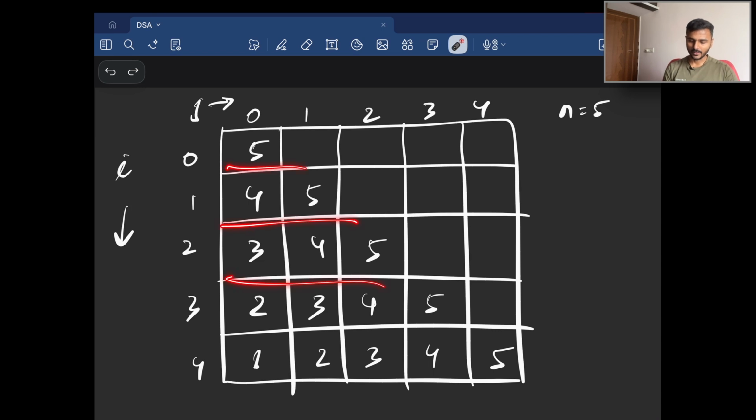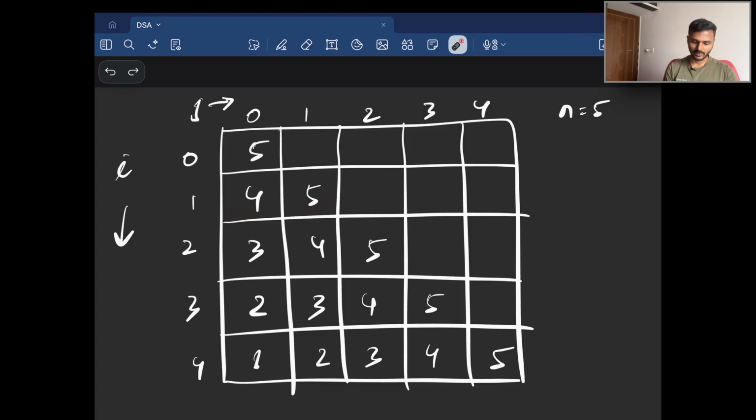So let's go row by row. So what we see is when I is 0, we print 5. When I is 1, we start from 4 and stop at 5, right? When I is 2, we start from 3 and we stop at 5. When I is 3, we start from 2, stop at 5. When I is 4, we start from 1 and stop at 5. So one pattern that we can notice is that we are ending at 5 every time, correct? Now, where we are starting is something that we are yet to figure out. Because if we do that, we can just take that starting point and go from there to 5, correct?